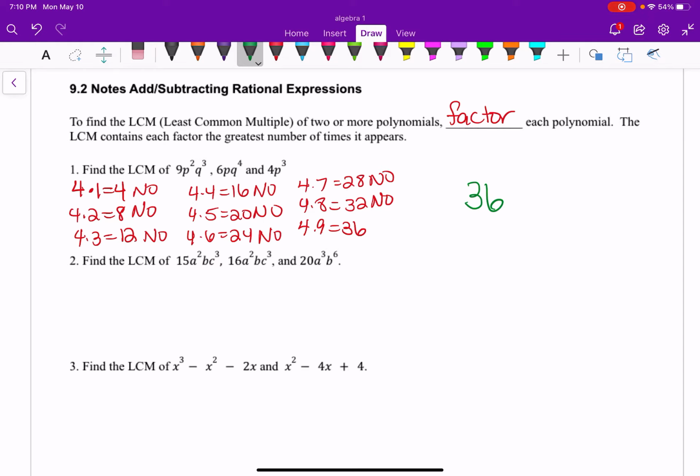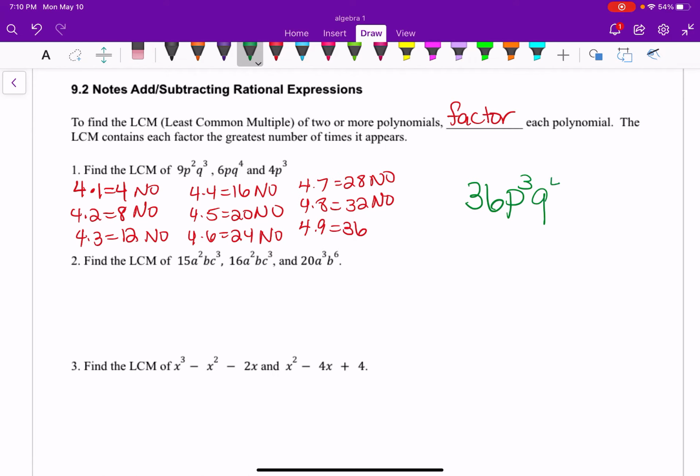Then we look at our letters. We have a p squared, a p to the first, and p to the third. We take the one that appears the most. P to the third is what appears the most, so that has to be in the least common multiple because each one has to go into our result. So this is backwards from factoring. Then we look at our q's. There's a q to the third, a q to the fourth, and then no q's. So we have to go q to the fourth. What this gives us is a polynomial that each of these can divide into. That's a little different than what we did before, and that's how we're going to find the least common multiple.